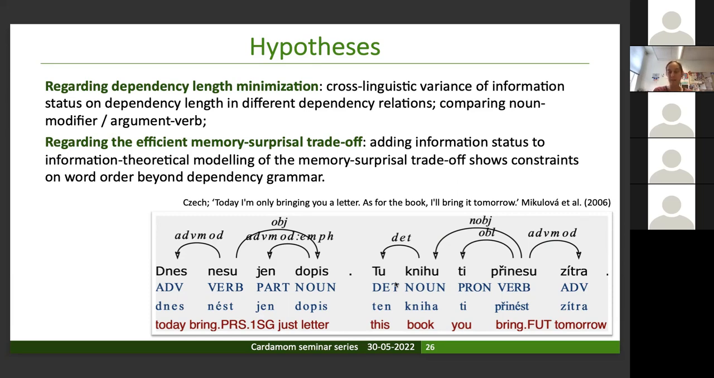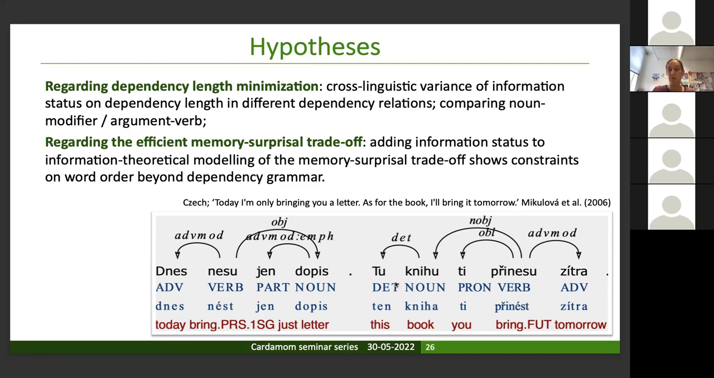And then regarding the efficient memory-surprisal trade-off, the idea here is that Han et al. 2021 finds some languages that do not display a more optimized trade-off as compared to the scrambled corpora. So this suggests that there's something about these languages, including Czech, for which we have an example on the slide, that is not captured by exclusively looking at dependency relations. This is because word order is relatively free in Czech and languages like it, but not if we add another perspective, right, that of information structure.